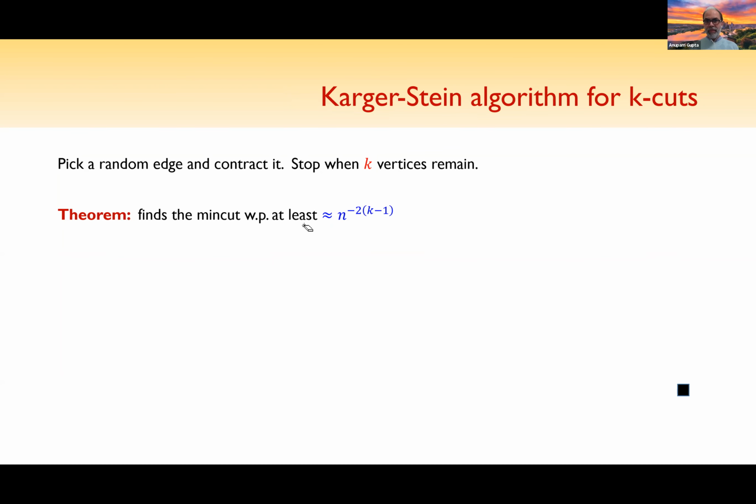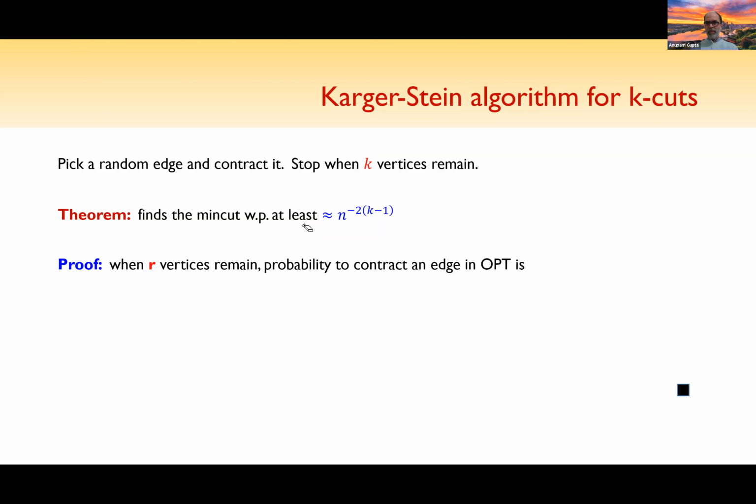Okay. And the theorem says that it's easy to extend the analysis of the previous algorithm to this one. And I'll give you a slightly cheaty analysis. I won't worry too much about the exact details, but I'll give you the analysis. So let me give you the analysis that this finds the minimum k cut with probability at least n to the minus 2k.